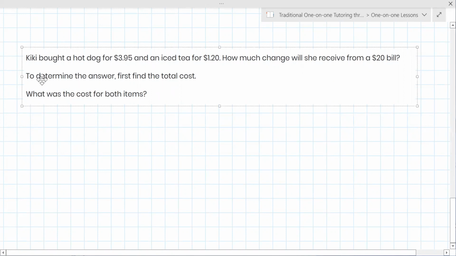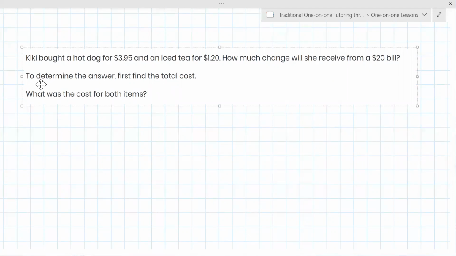All right, so whenever you're ready, could you go ahead and read this problem out loud for us? Okay. Kiki bought a hot dog for 3.95 and an iced tea for 1.20. How much change will she receive from a $20 bill? Perfect.